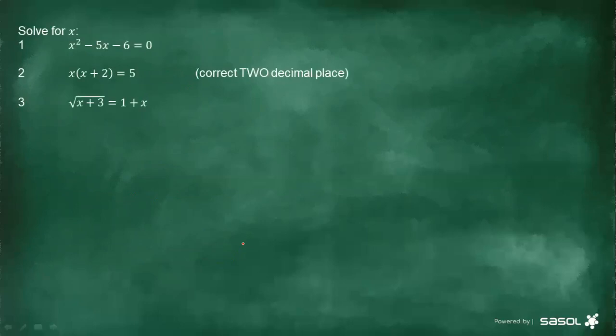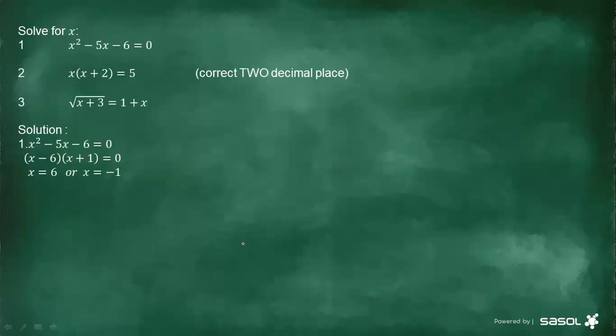All right, another question. The first one, x² − 5x − 6 = 0. Let's see, do we have factors? Yes, we do have factors. Let's get the factors, which is (x − 6)(x + 1) = 0. Then the value of x is x = 6 or x = −1.